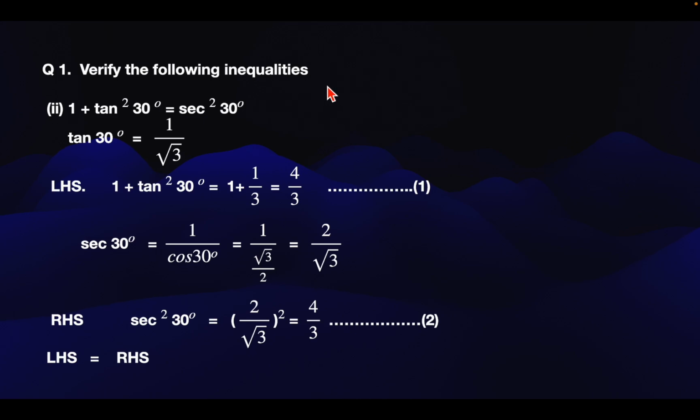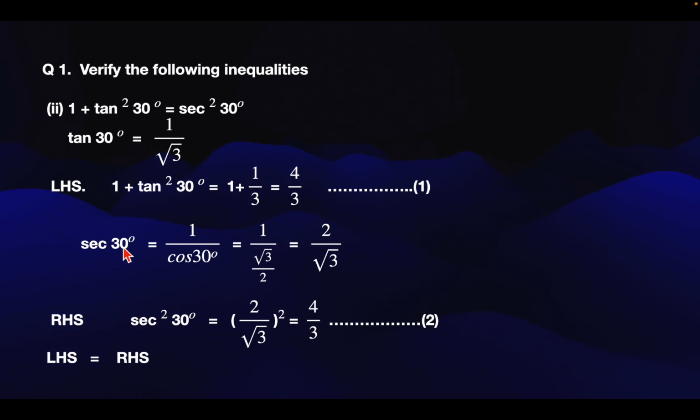Okay, verify the following identities. 1 plus tan square 30 is equal to sec square 30. Tan 30 is equal to 1 upon root 3. So here let's take the LHS. 1 plus tan square 30 is equal to 1 plus 1 upon root 3 the whole square, that is 1 upon 3. Okay, add it, you get 4 upon 3.